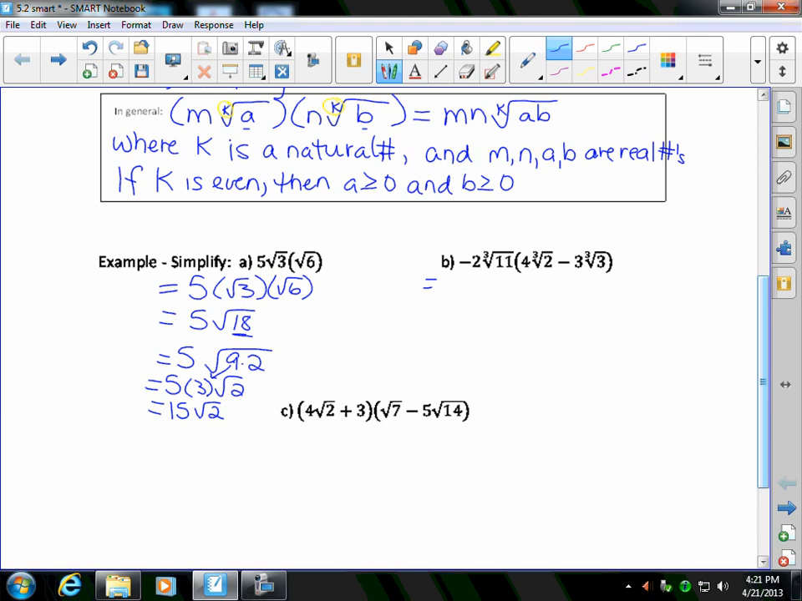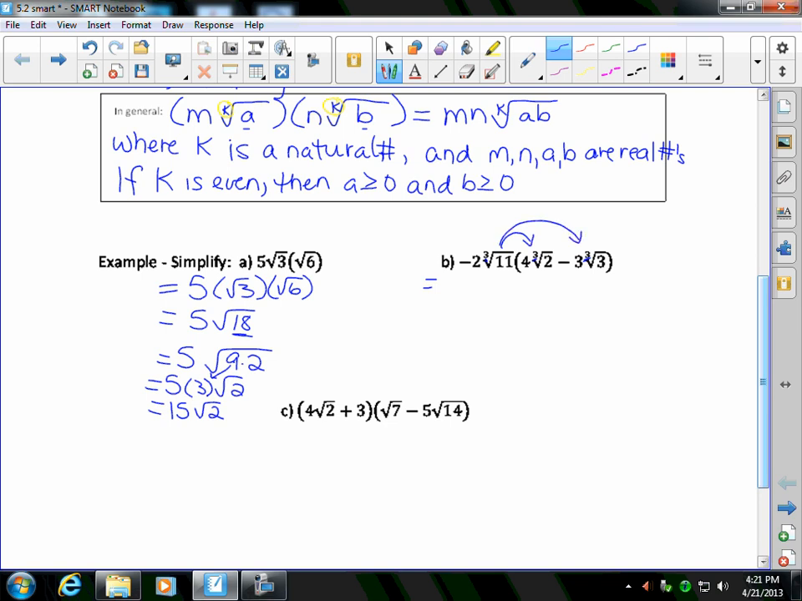In B, first thing you have to check and see is, are my indexes the same? Because you can only multiply the ones together that are the same. So I've got an index of 3, another index of 3, and then the other index is 3. So I'm okay there. So all I'm going to do with this one then is I have to distribute.